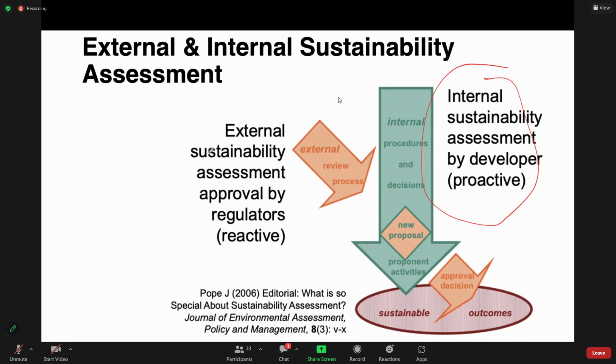Then there are these external assessments. So it could be EIAs, environmental impact assessments, and all these other external assessments that regulators and external parties do, which can basically check whether our project is sustainable or not. So you're talking about all these green building assessments, LEED, and all those things. Those can be external assessments as well. So together, these assessments can lead towards sustainable outcomes.